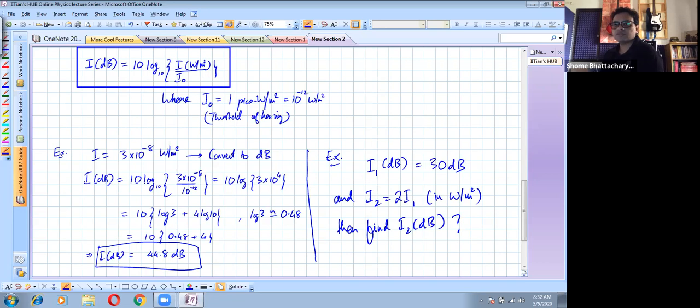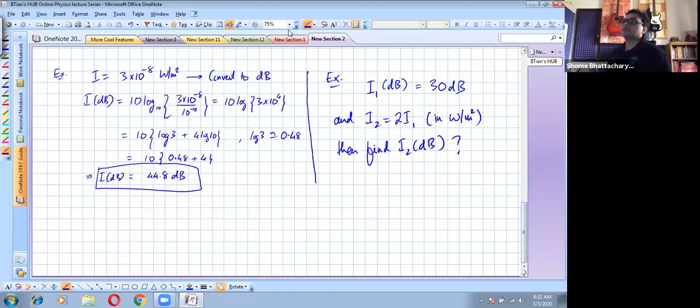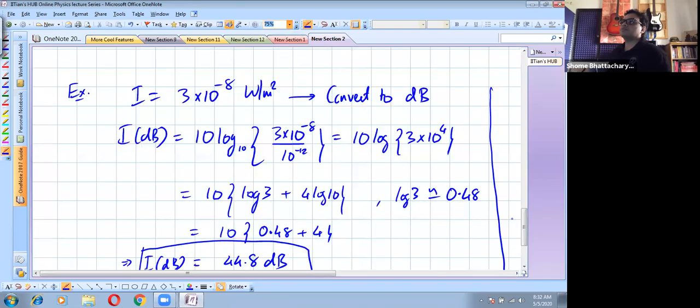Anyone got the answer so far? See, in this you don't have to do that much calculation. One way is that you can sit and calculate how much I1 is and then calculate how much I2 is. But actually all that is not required. You can use a direct relationship using the property of log.